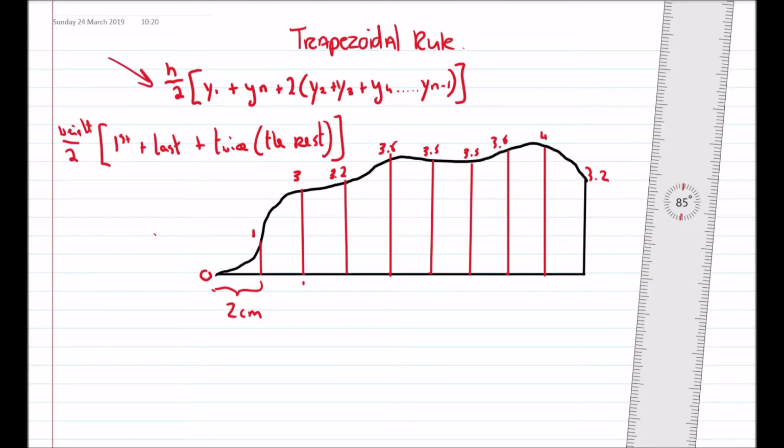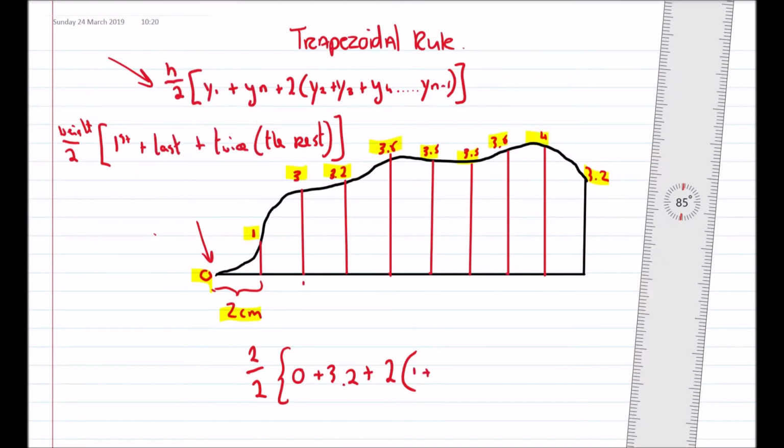Here's the formula in our logbooks, but what that formula really means is this. So the width is 2, so 2 over 2 this time. It's just a coincidence. Now, the first height is 0, plus the last height, which is 3.2, plus twice all the other heights. So all the other heights are 1, 3, 3.2, and so on.